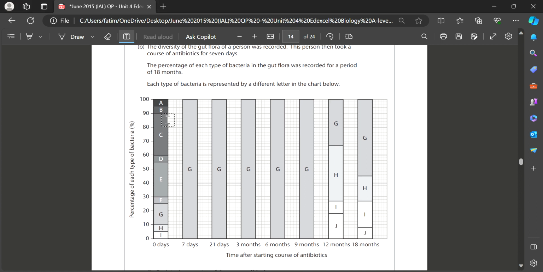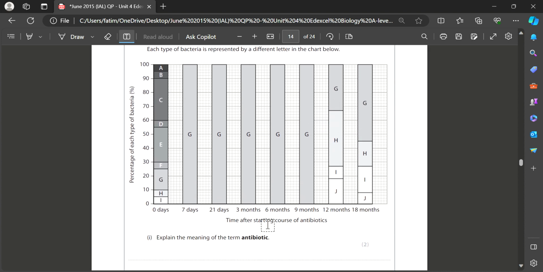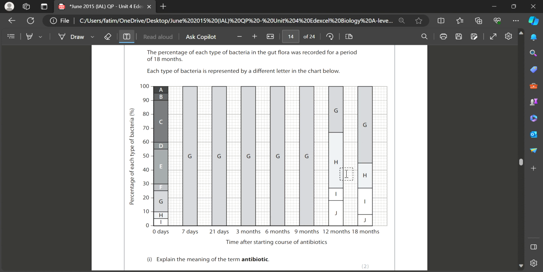So we have A, B, C, D, E, F, G, H, and I. And we can see that all of it's gone except G. So G is definitely resistant to that antibiotic. It's not working because it's still there. And then H comes back and I comes back. And there's this other one called J, which is not in the original set. So J is definitely a new one, and it definitely came in for some other reason.